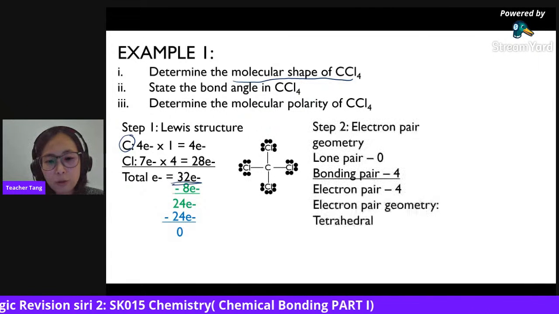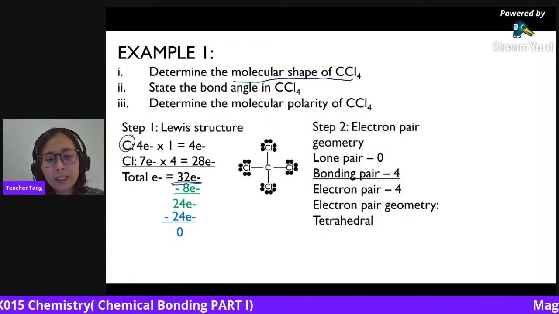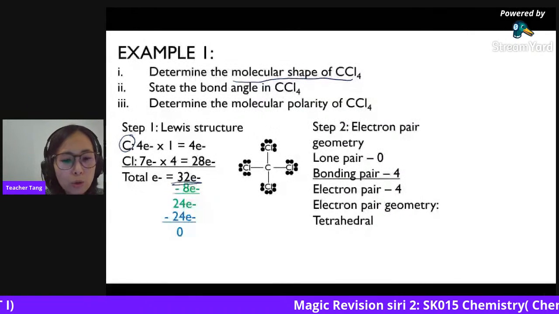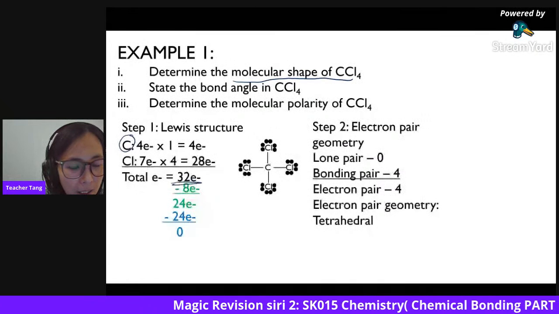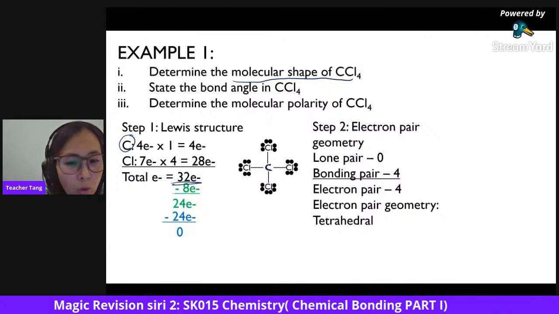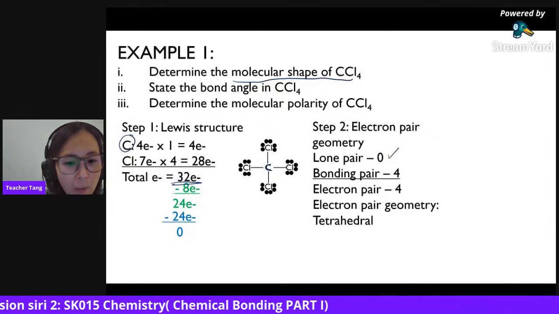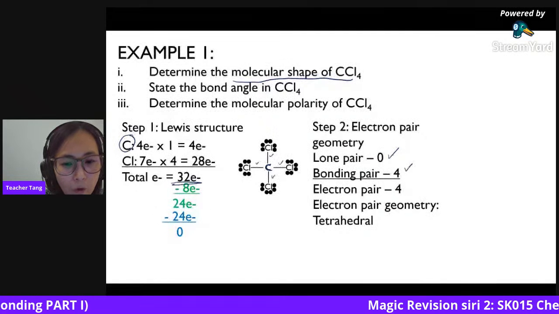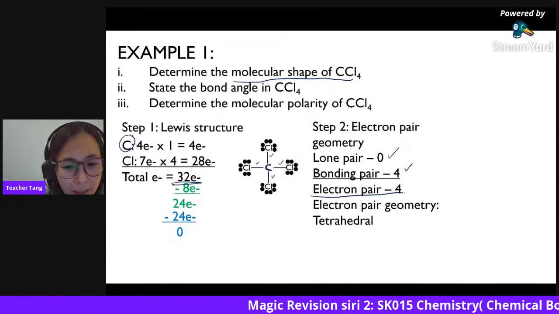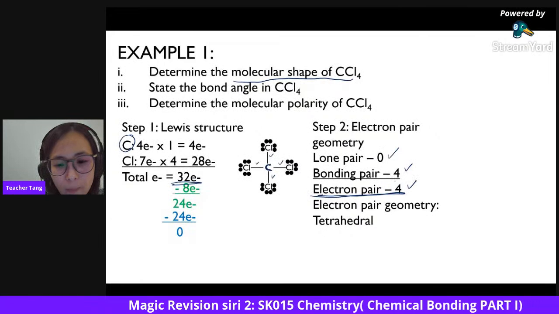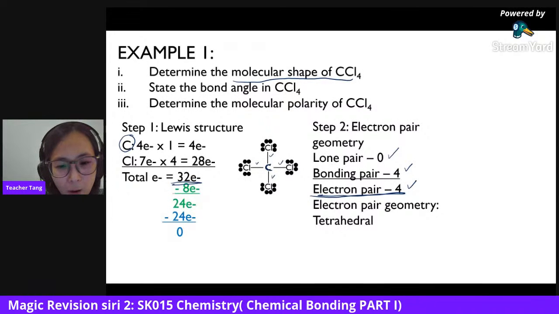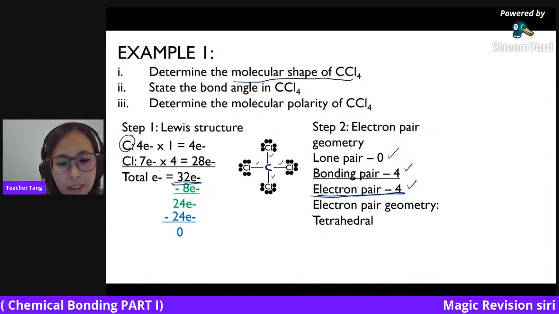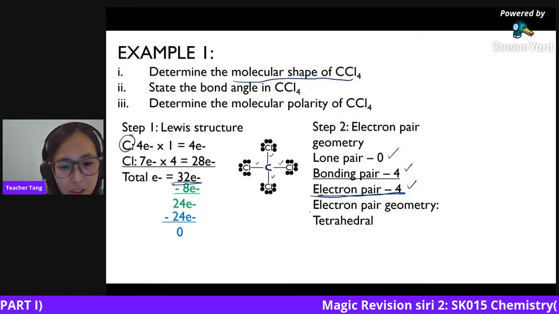Step number 2, we need to determine the electron pair geometry. To do this, we look at our central atom carbon. Around carbon, there is no lone pair, so 0 lone pairs. How many bonding pairs? 1, 2, 3, 4. So we have 4 bonding pairs. Therefore, the total electron pairs equal 4, because 4 plus 0 is 4. Total electron pairs equal to 4 around the central atom gives us an electron pair geometry of tetrahedral.